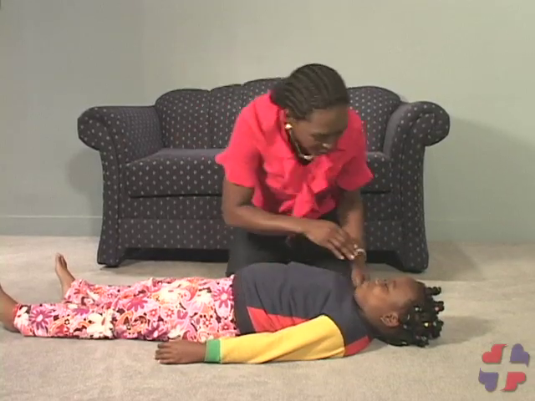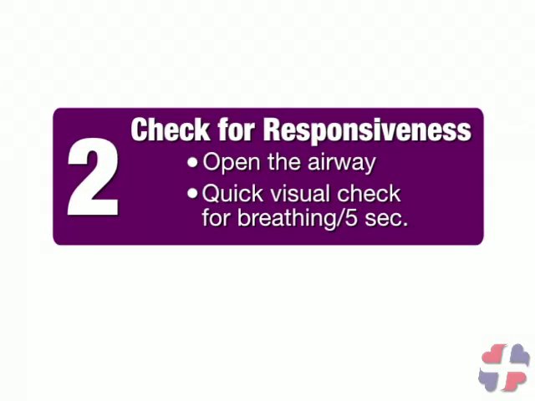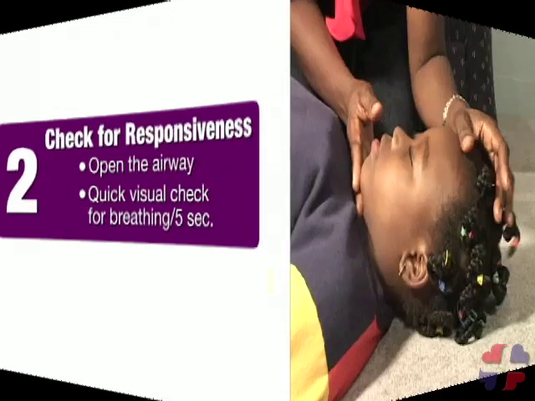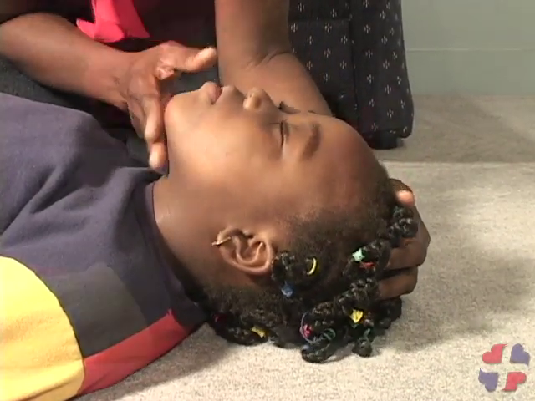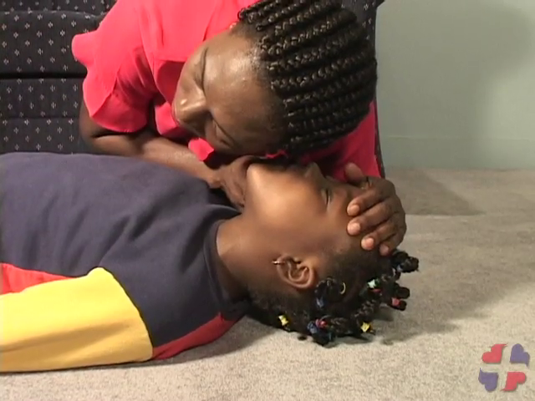Once you've determined that the area is safe, check for level of consciousness. If the child is unconscious, assume implied consent and tap the child and shout to see if the child responds. Open the child's airway and do a quick visual check for breathing for 5 seconds.